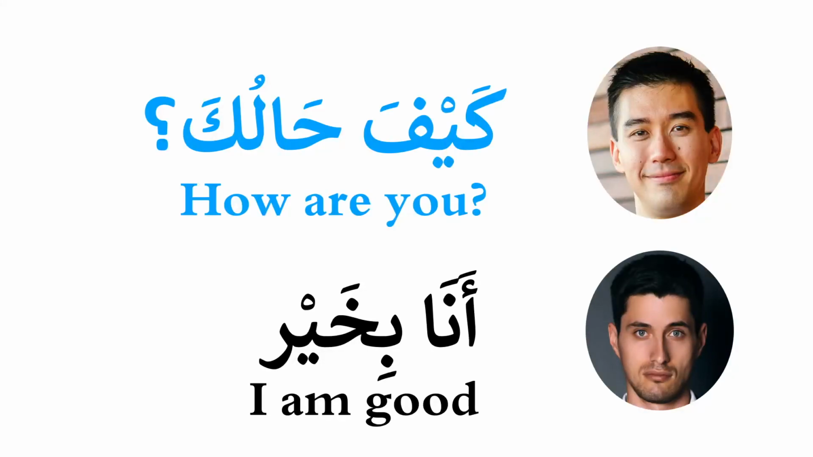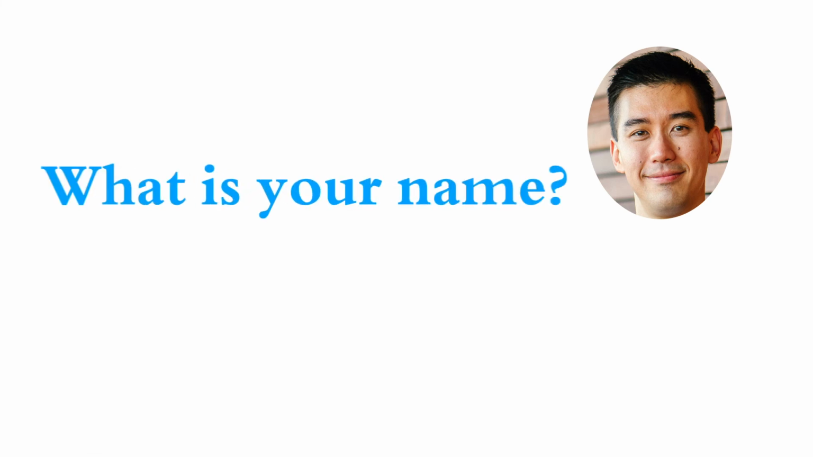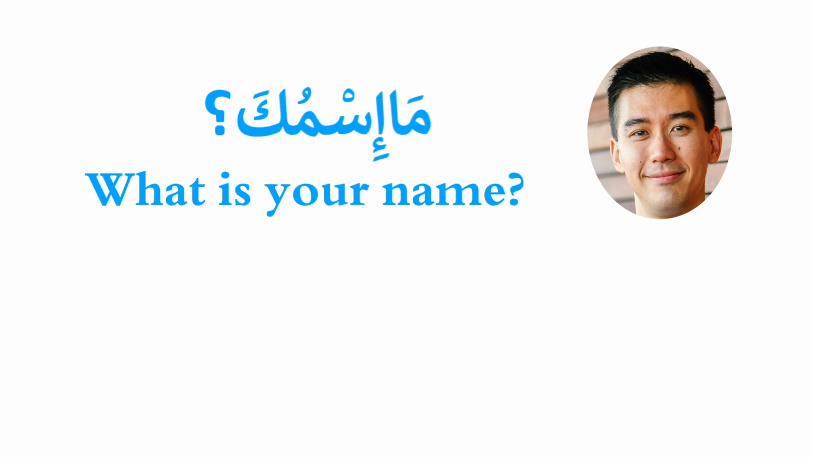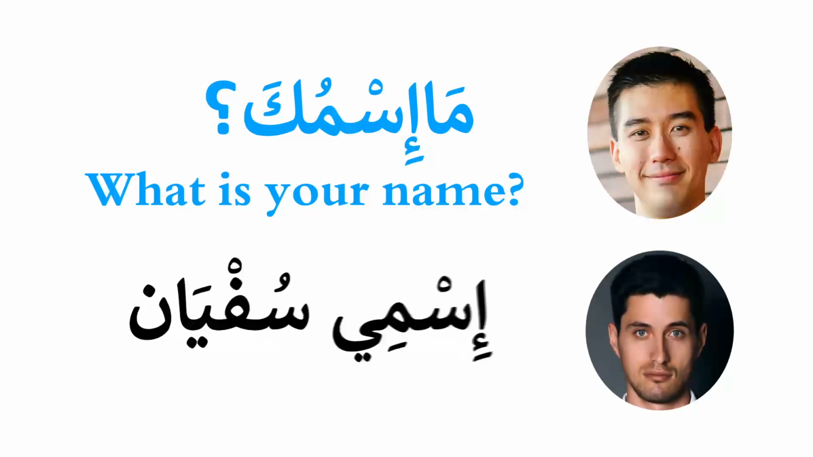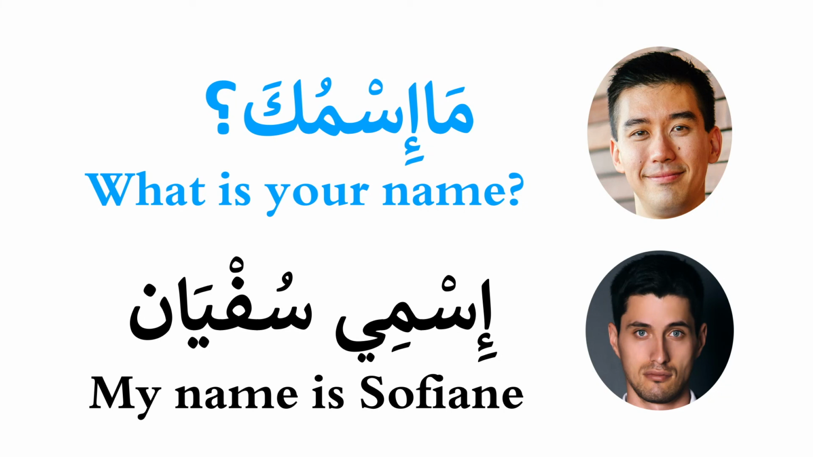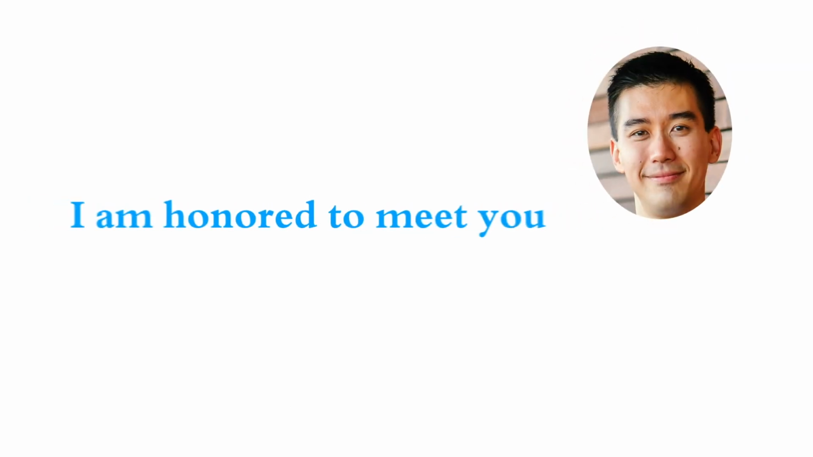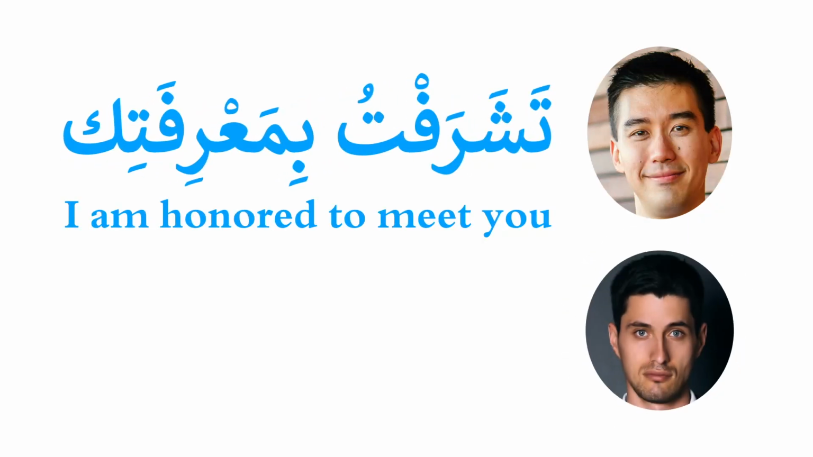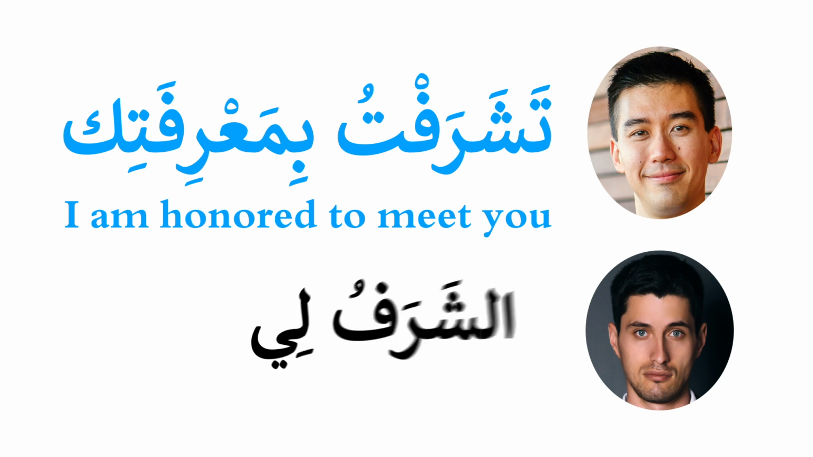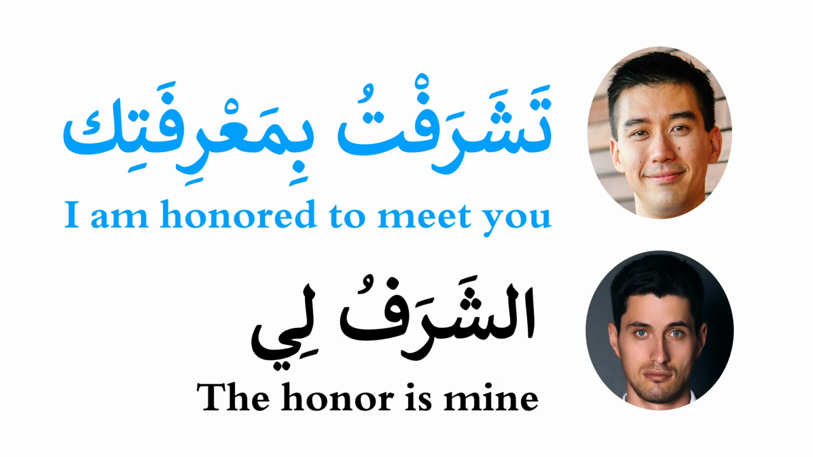Muhammad asks Sufyan about his name as they just met. And he says, What's your name? Ma ismuka? Sufyan replies, Ismi Sufyan. My name is Sufyan. The last part, Muhammad says, I'm honored to meet you. This is the formal way to say, I'm glad to meet you. And Sufyan replies, Ash-sharafu li. The honor is mine.